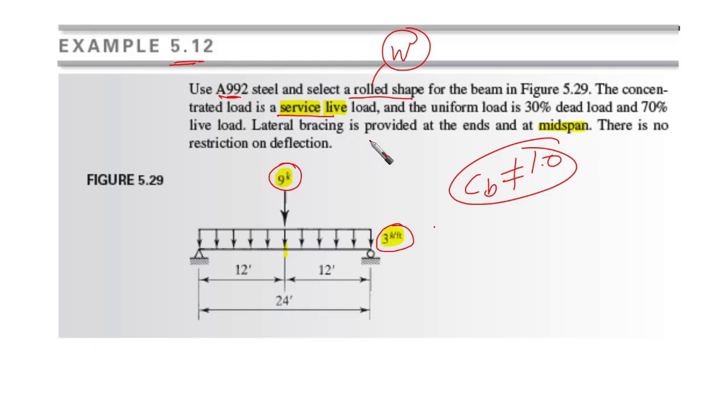Lateral bracing is provided at the ends and at midspan. So we have lateral support here. This means that our unbraced length LB equals 12 feet. Okay, there is no restriction on deflection. It means that there is no need to check the deflection in this case.